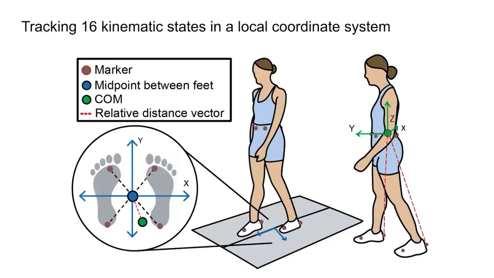We selected 16 kinematic states to track using reflective markers. The position of the right and left heel are monitored in 3 axes relative to the center of mass, while the COM is tracked in the horizontal plane relative to the midpoint between the feet. The velocity of each state is tracked in a global coordinate system. Our local relative coordinate system for the position states adapts to each subject's anthropomorphic dimensions and accommodates natural state drift which can occur during walking.